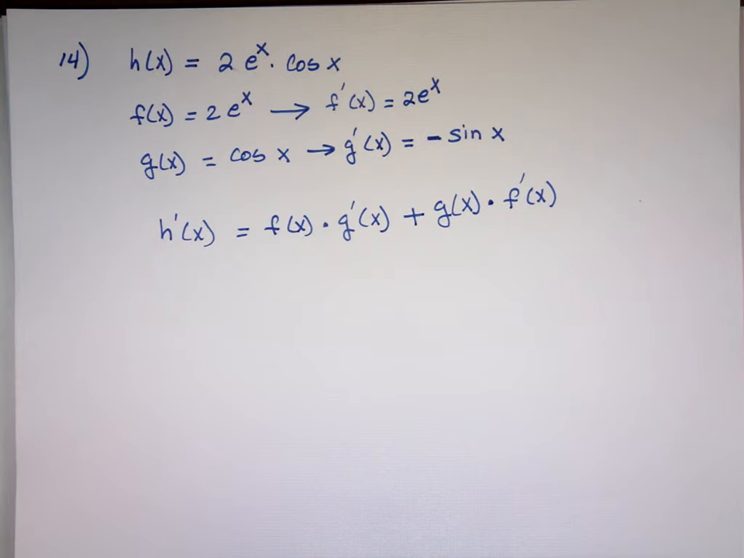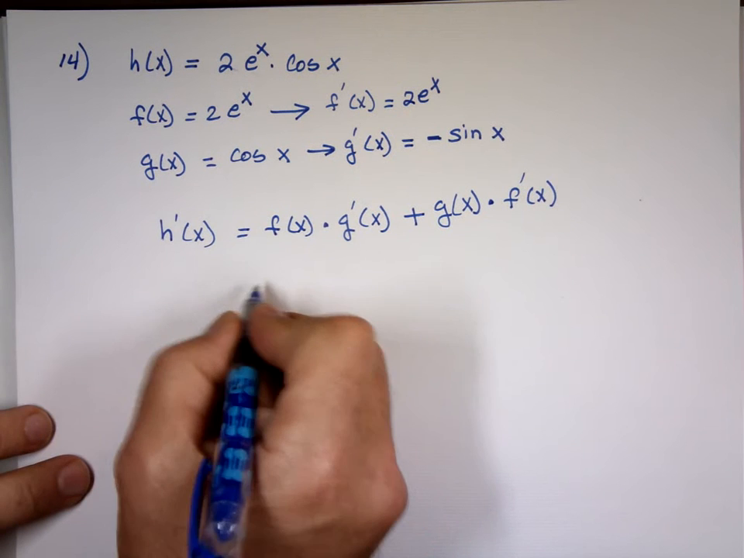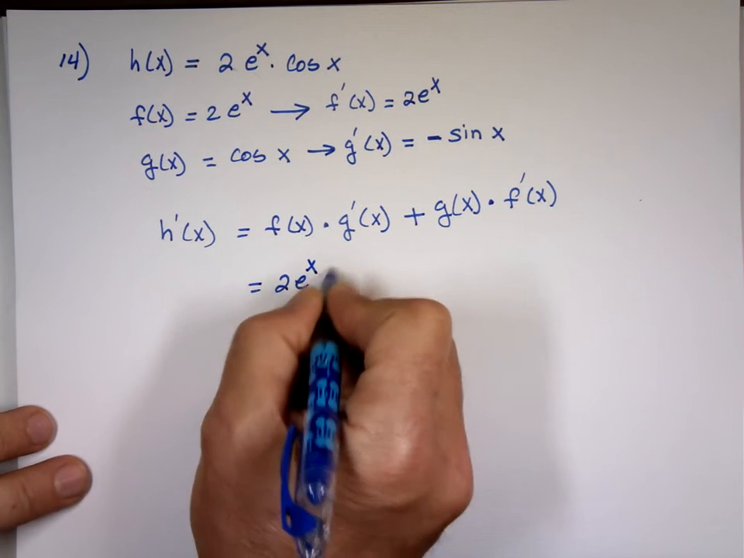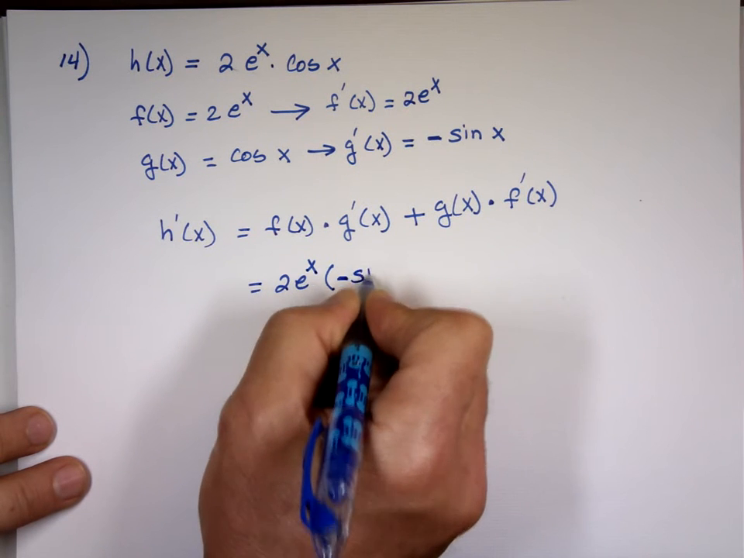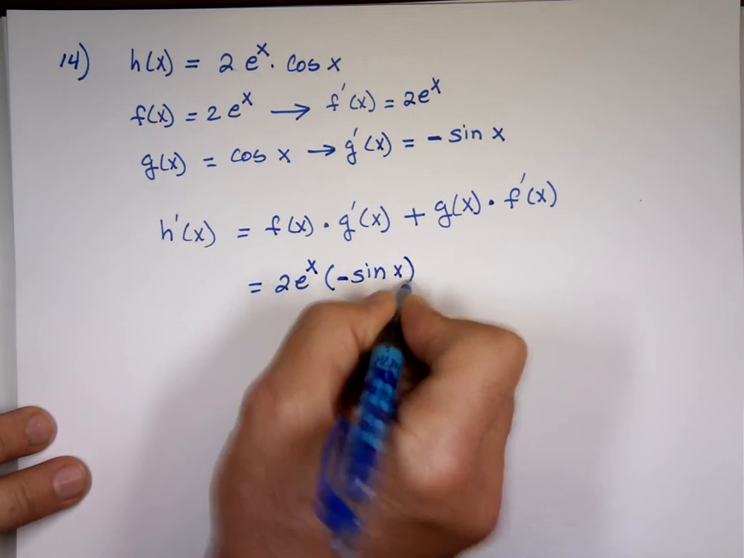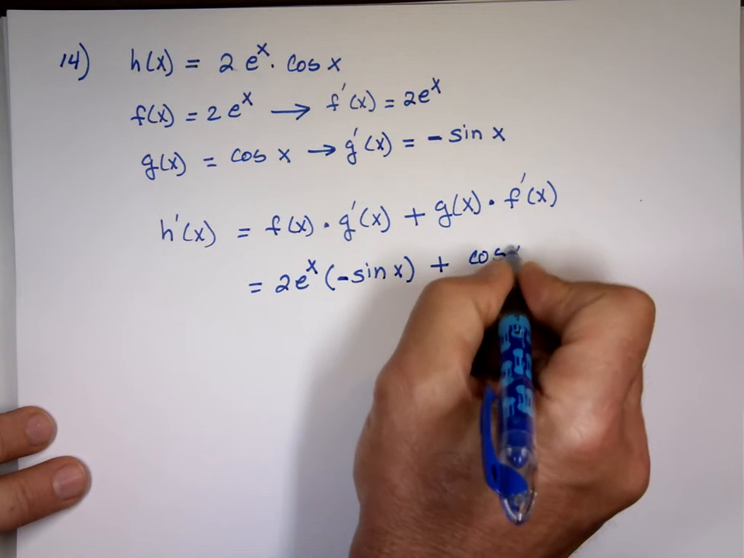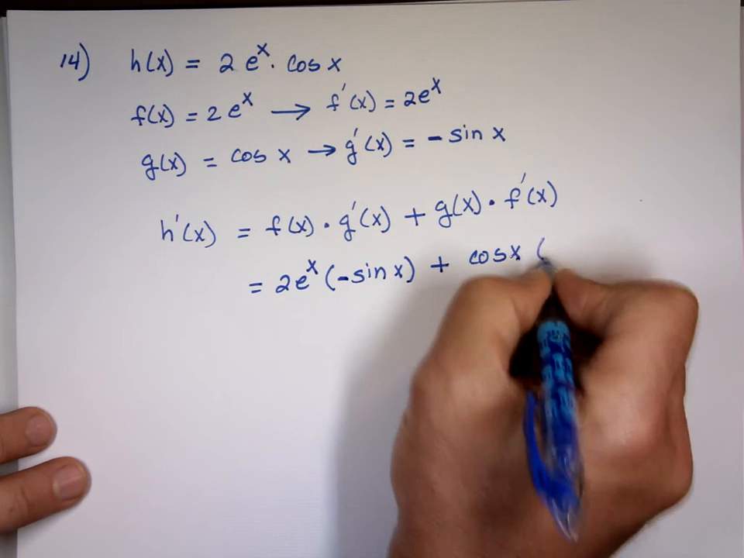F times g sub prime plus g times f prime. Plug in the values. What's f? 2e to the x times a negative sine of x plus cosine of x times 2e to the x.